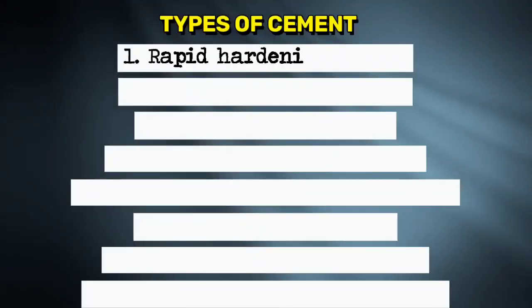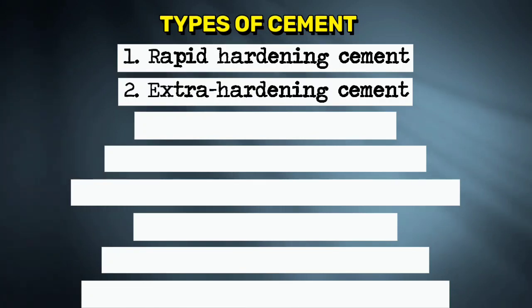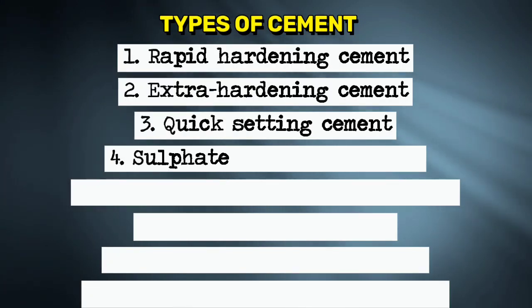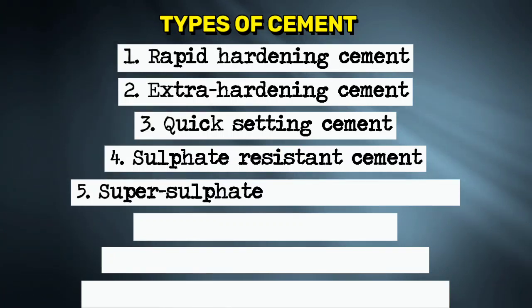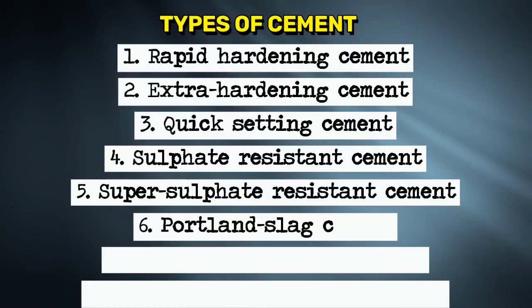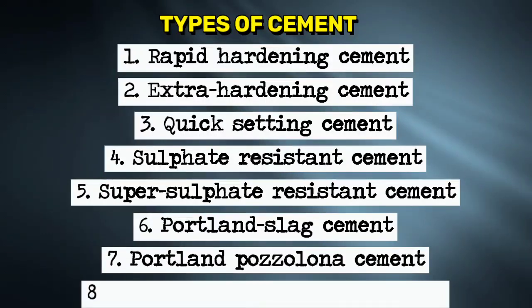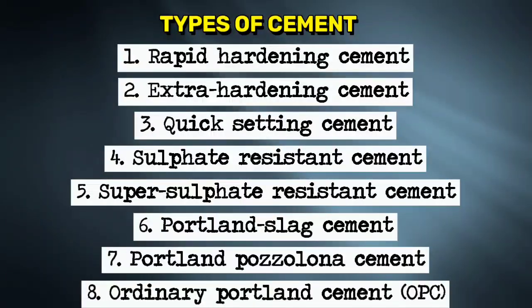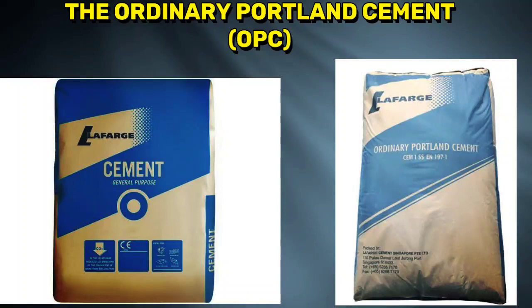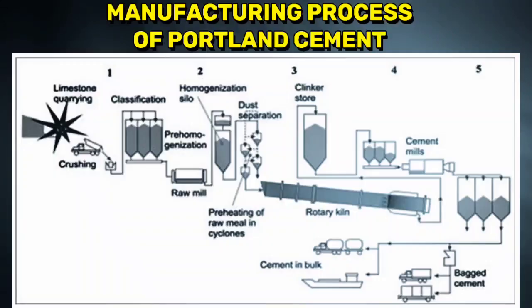So we'll be looking at the types of cement. We have the rapid hardening cement, the extra rapid hardening cement, the quick setting cement, the sulfate resistant cement, the super sulfate cement, the Portland slag cement, and the Portland pozzolana cement. We also have lastly the ordinary Portland cement. The ordinary Portland cement is what we'll be considering, and it is the most commonly used type of cement. It is suitable for general construction work.